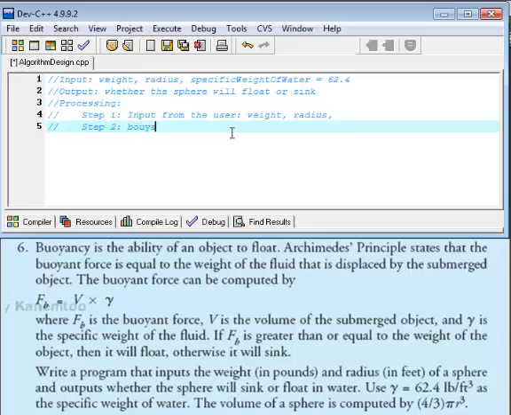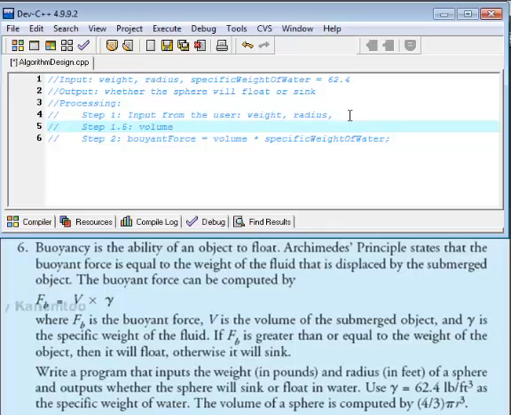So we need to figure out the buoyant force, and we know it's equal to the specific weight of water multiplied by the volume of the sphere. Now what is the volume of the sphere? That's given in our programming problem. The volume of the sphere is 4/3 pi r cubed. So we'll write volume here instead of our algorithm. And we know that there's going to be a step in between step 1 and step 2 in which we're going to have to figure out that volume.